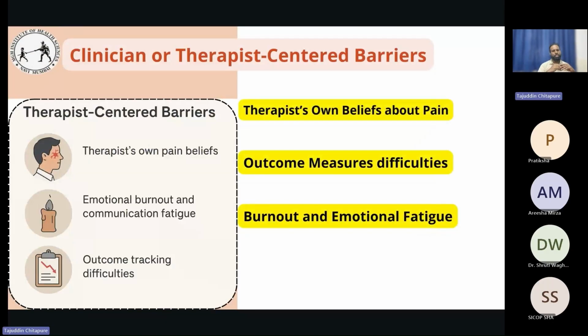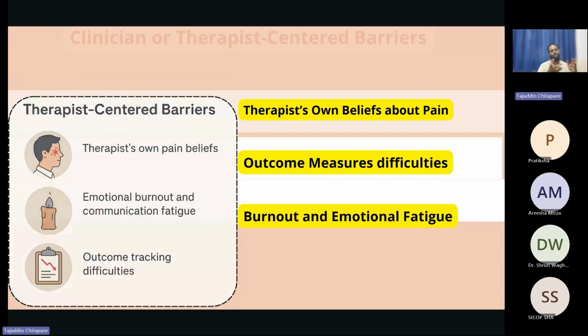Now the clinician and therapist-centered barrier. What if I do not believe in this approach to pain? I am not aware of the biopsychosocial model, or I am not comfortable with it. Their messaging may be inconsistent. The second is outcome measure difficulty. Many therapists don't know which outcomes are suitable for this patient, so we need to find out the outcomes. And last is burnout and emotional fatigue. Explaining pain repeatedly, especially to an unresponsive patient, causes burnout and emotional fatigue for the therapist, right?